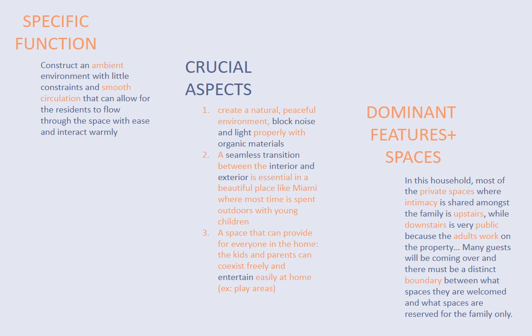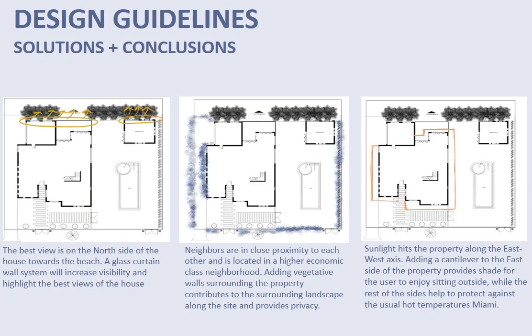Most of the private spaces of this home are upstairs, while the downstairs remains very public. Here are some additional design guidelines and solutions to those issues. So, the best view is on the north side of the house. A glass type of wall or partition would be great so that you could see those awesome views to the beach.